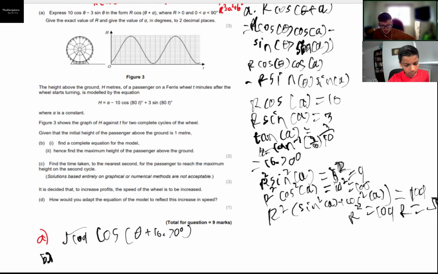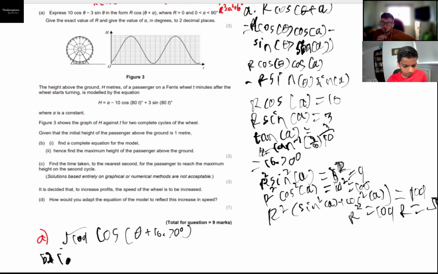We're also given that the initial height of the passenger above the ground is 1 metre. So we use that information to find a complete equation for the model. In other words, find that missing constant, and maybe use our answer from part A as well, to then find the maximum height of the passenger above the ground. So for part I.